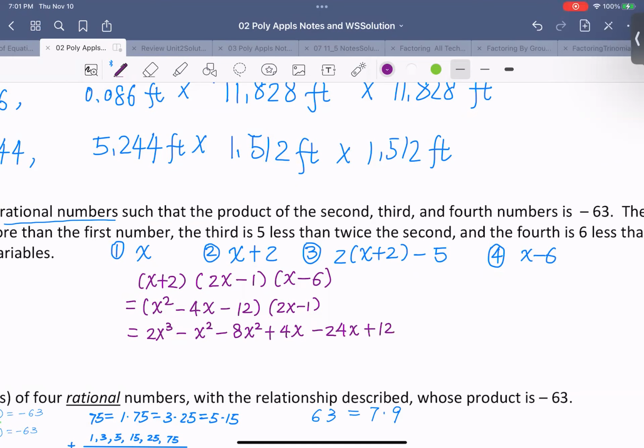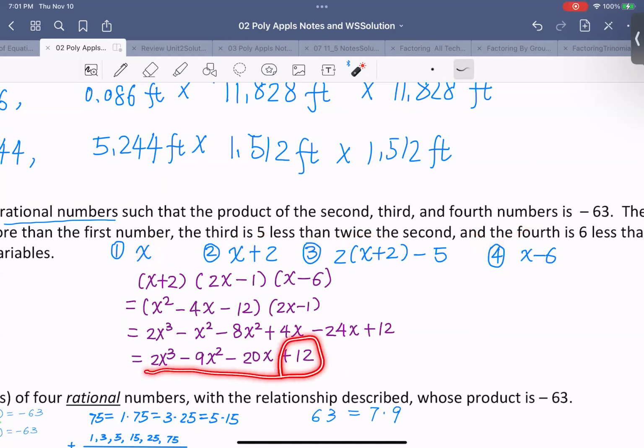Very good. Next, let's combine them. 2x cubed minus 9x squared minus 20x plus 12. Good. We have this, right? And then we want to figure out that guy's factors so that we will be able to find the x value, and then we will be able to find all the phone numbers.